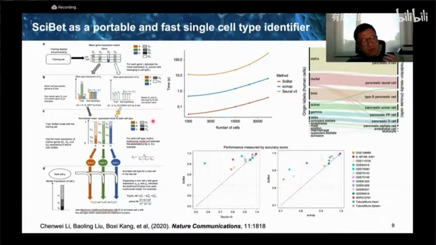Then for an unknown cell type, we use a maximum likelihood estimation to quickly calculate the likelihood that it belongs to one of the known cell types. Because this is a linear calculation, the speed is really blazingly fast. You can calculate about 100,000 cells per second. So it's a lot faster than common tools like SCMap and Seurat version 3. In addition, for most of the tests, we show the accuracy is actually better than Seurat version 3 and SCMap. So this is a fairly interesting tool.